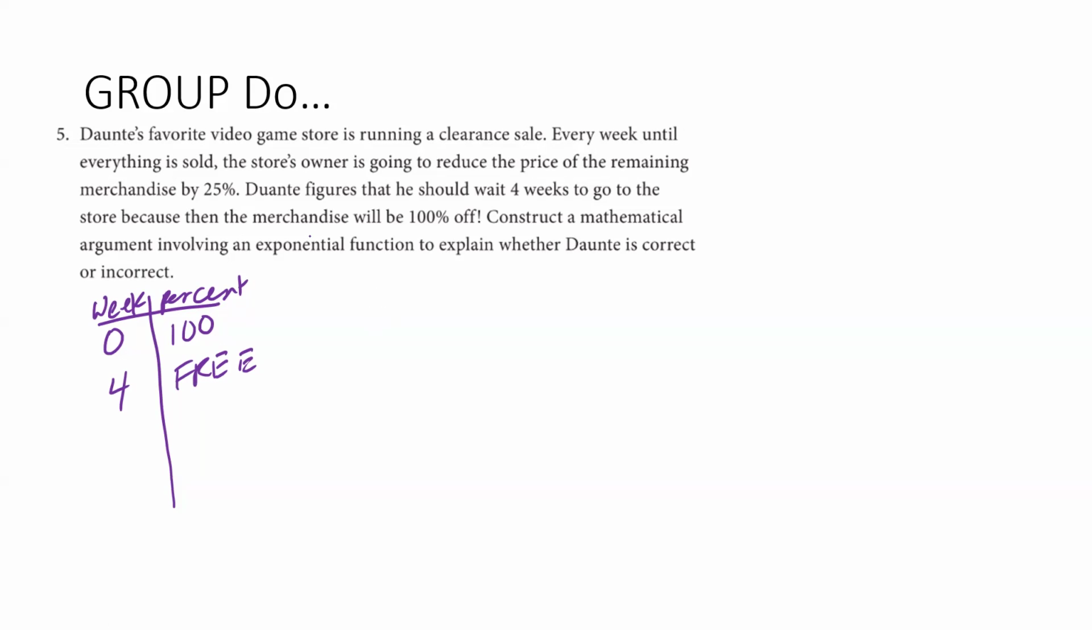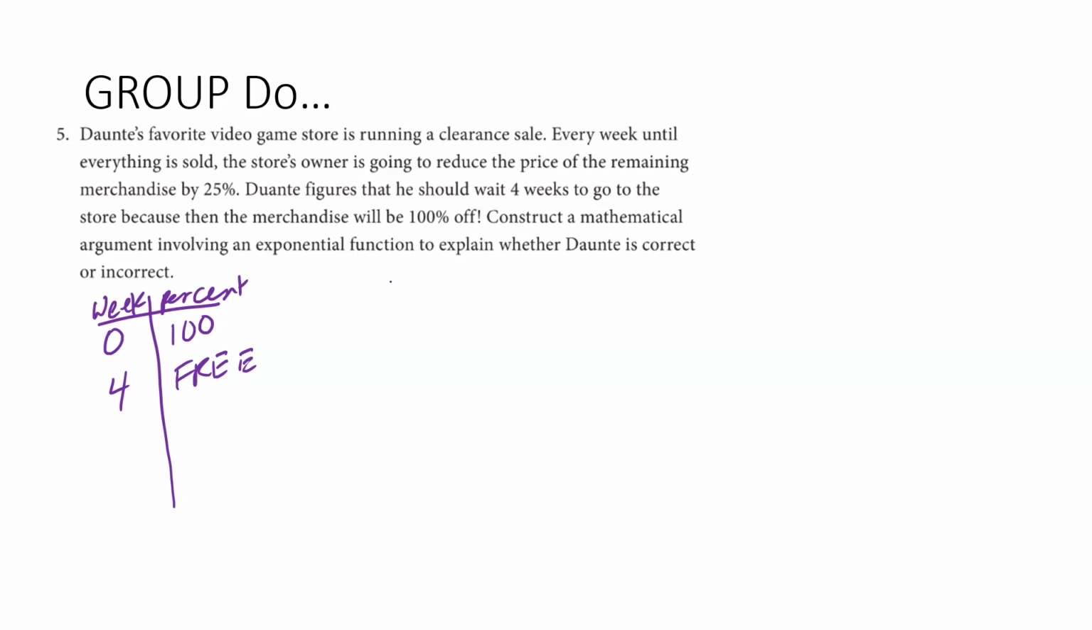Instead of multiplying each week, Dante did what? He was subtracting, guys. He went 100 minus 0.25, 75 minus 0.25, 50 minus 0.25. He's like, oh, I got this. But that's not what's taking place. He's giving an additional percentage off, but he's not subtracting that amount.